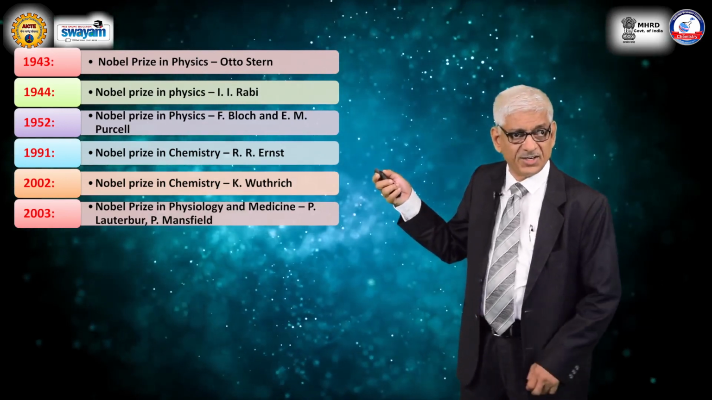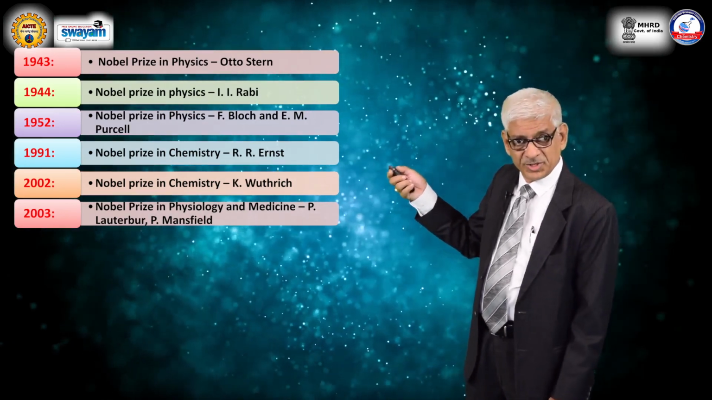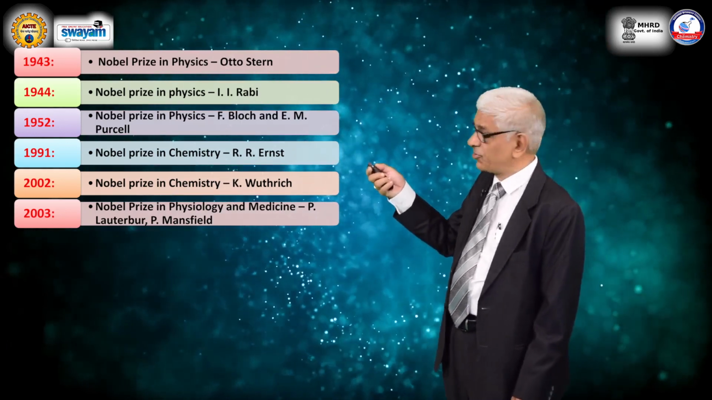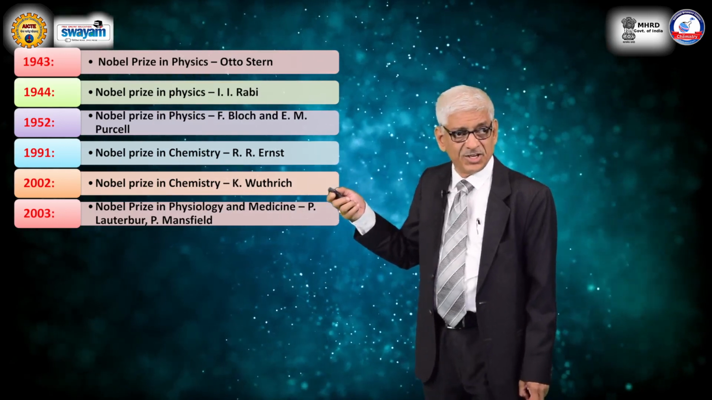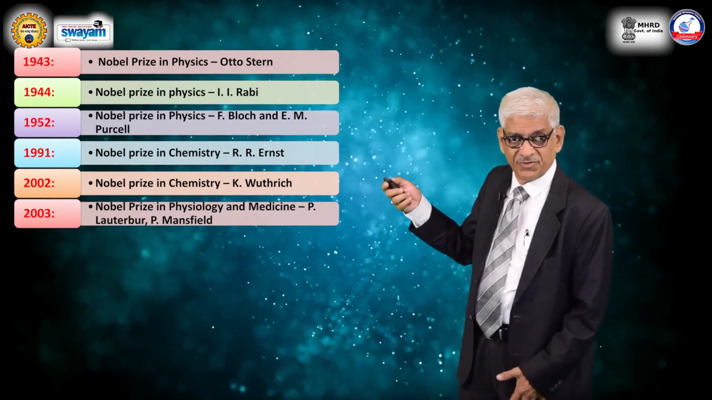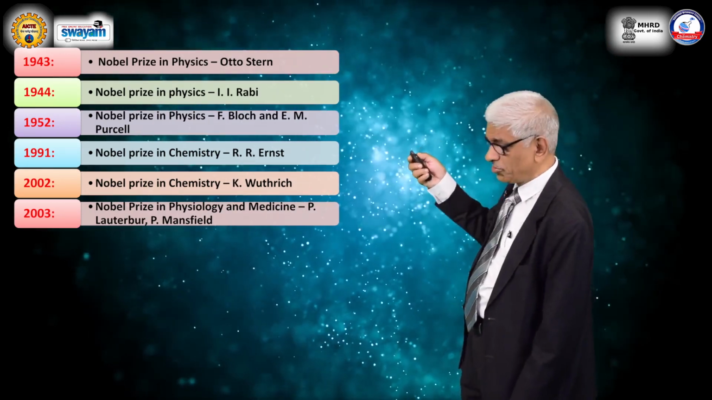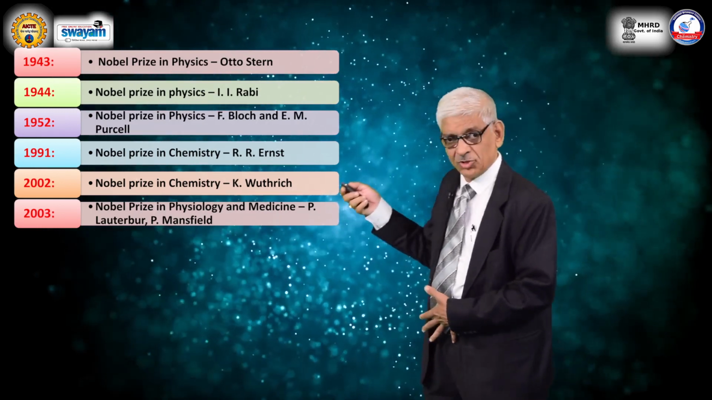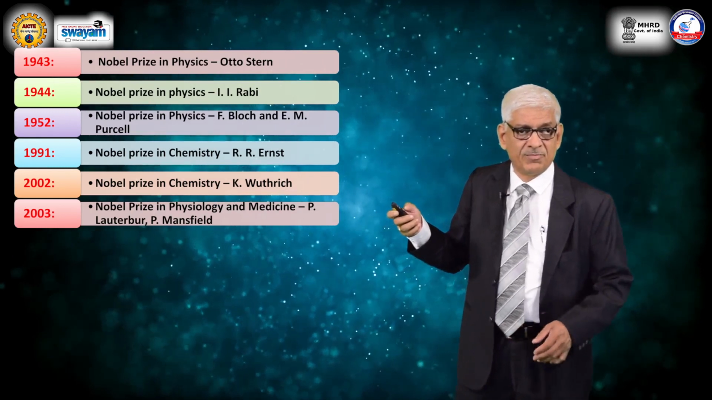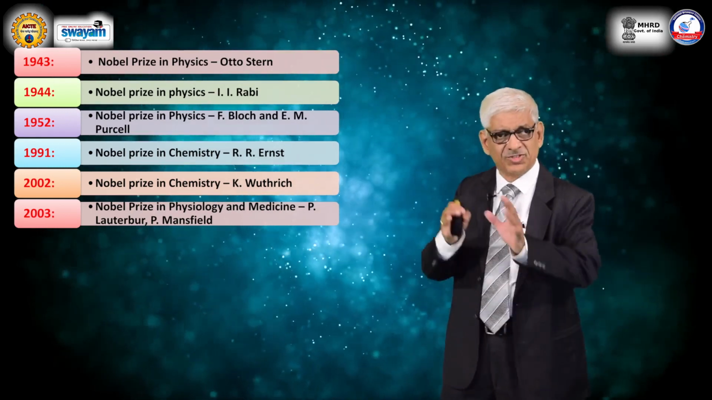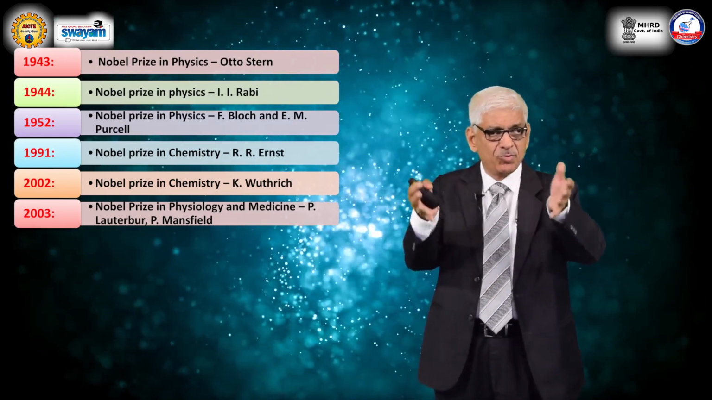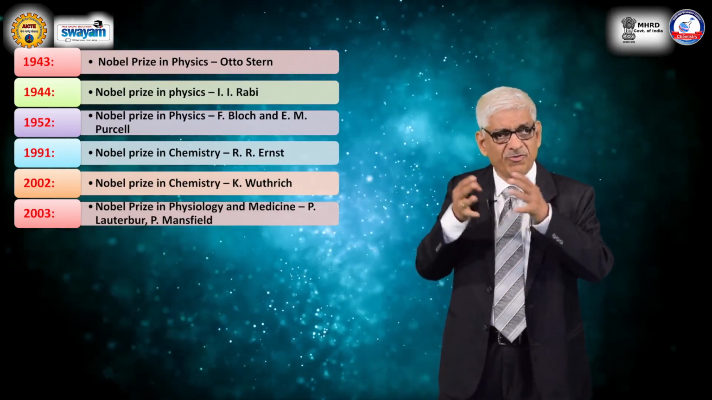Purcell, and 1991 Nobel Prize in Chemistry to Richard Ernst, and 2002 Nobel Prize in Chemistry for Kurt Wüthrich again, and then in 2003 there is a Nobel Prize in Physiology and Medicine for Paul Lauterbur and Peter Mansfield. Therefore you can see that NMR spectroscopy has entered all branches of science, ranging from physics into physiology and medicine.